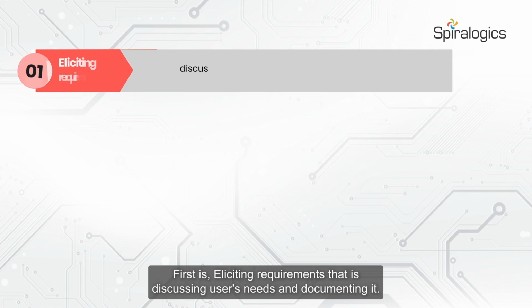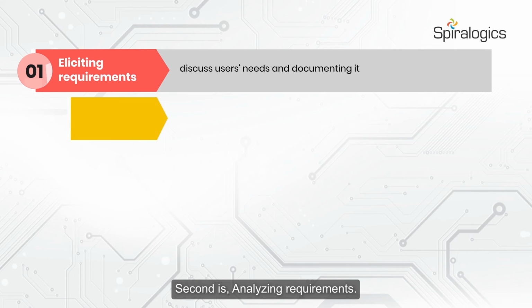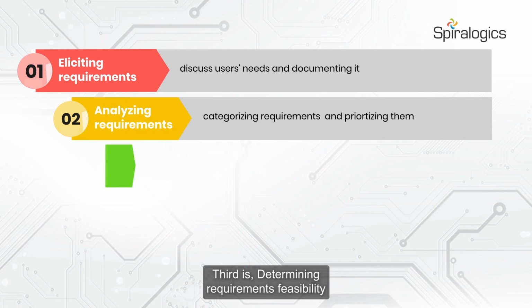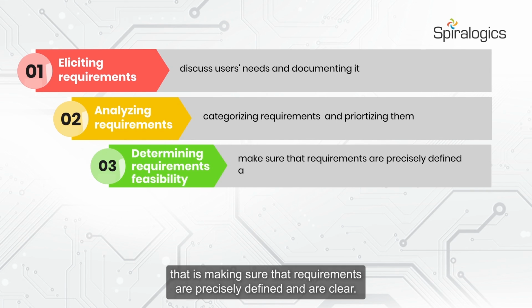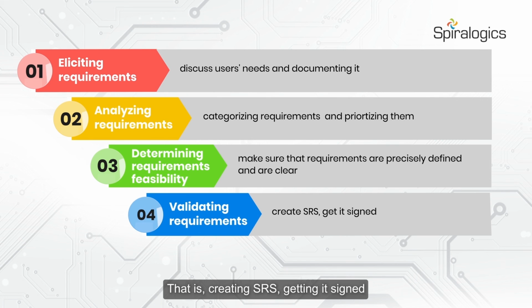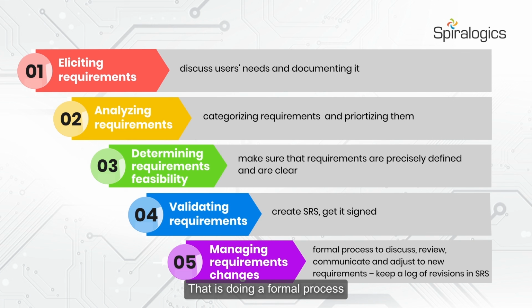First is eliciting requirements, that is discussing users' needs and documenting them. Second is analyzing requirements, that is categorizing requirements and prioritizing them. Third is determining requirements feasibility, that is making sure that requirements are precisely defined and are clear. Fourth is validating requirements, that is creating the SRS and getting it signed. Fifth is managing requirement changes, that is doing a formal process to discuss, review, communicate and adjust to new requirements, keeping a log of revisions in the SRS.